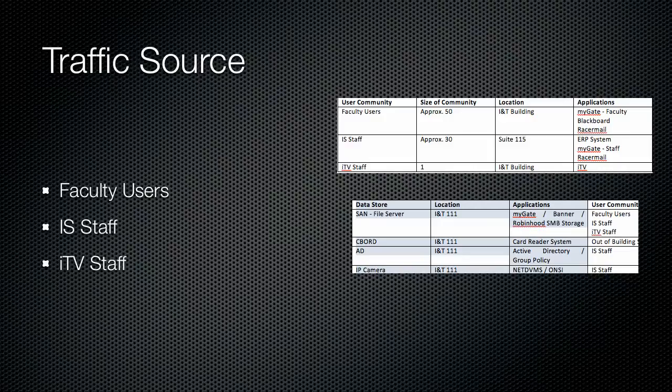Some of the data stores that exist in the university: there's a file server. The file server stores network shares for different departments in the university. They also house databases for Banner and MyGate, which are used for confidential and private information that is under FERPA.